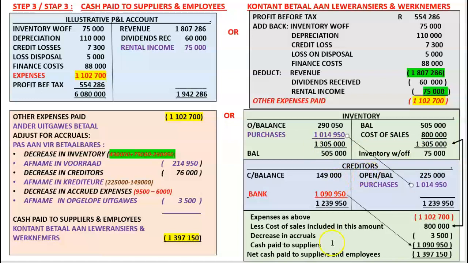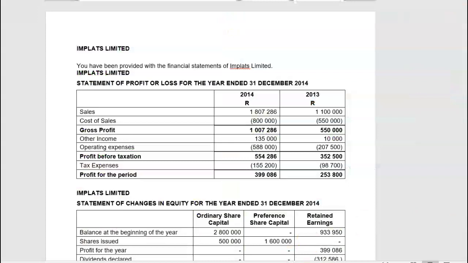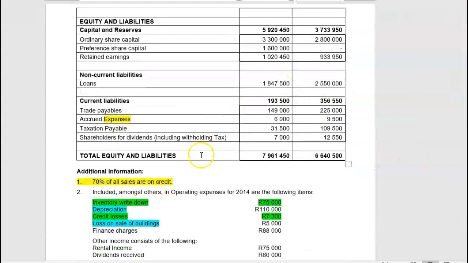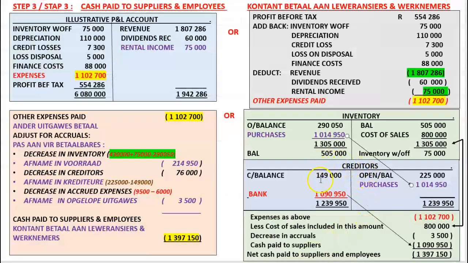Going to creditors, we said, well, creditors in our statement of financial position had an opening balance of 225,000 and a closing balance of 149,000. Closing balance, opening balance. That was our credit purchases for the year, 1014950. I refer you to incomplete records. So now we can determine as a balancing figure what was the actual amount paid to suppliers for the year, 1090950.